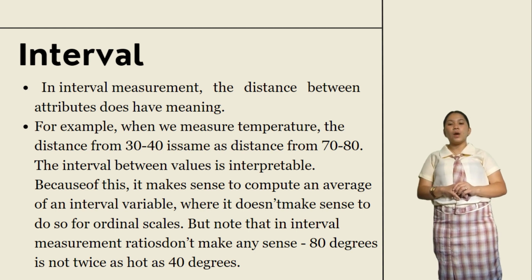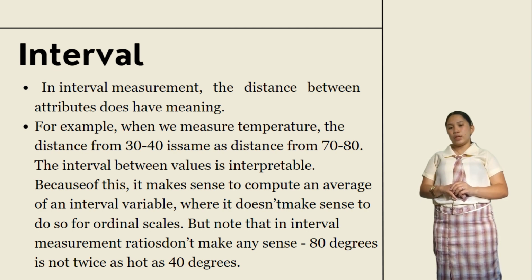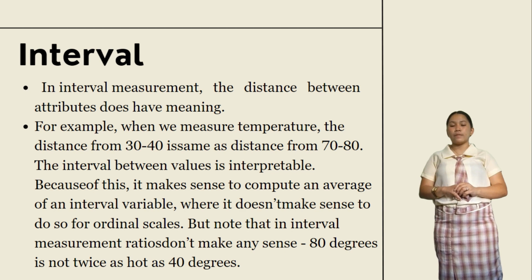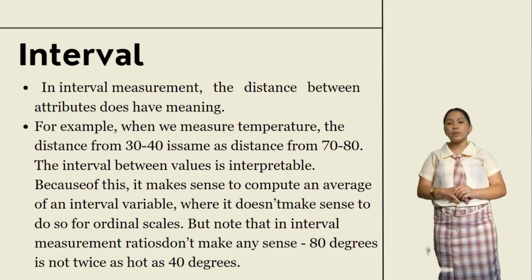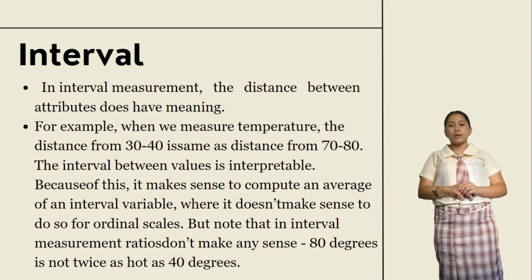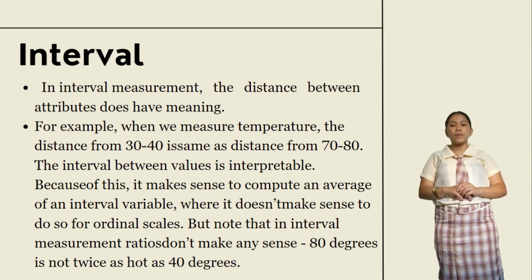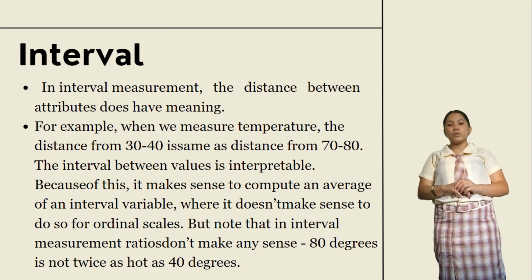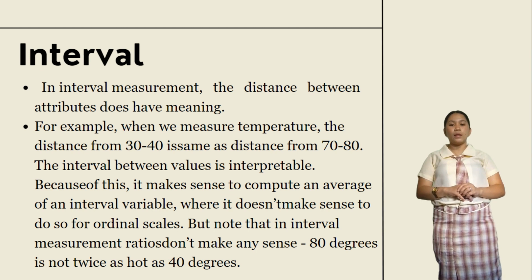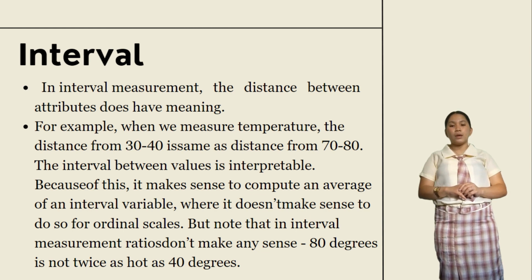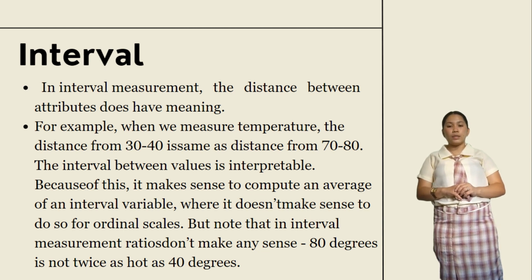For example, when we measure temperature, the distance from 30 to 40 is the same as the distance from 70 to 80. So the interval between values is interpretable because of this. It makes sense to compute an average of interval variables, whereas it doesn't make sense to do so for an ordinal scale. But take note that in interval measurement, ratios don't make any sense. 80 degrees is not twice as hot as 40 degrees.